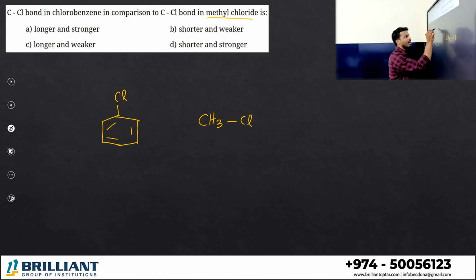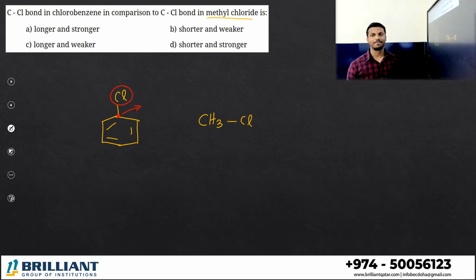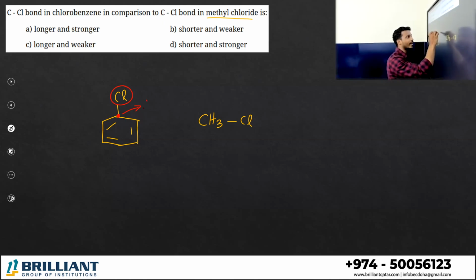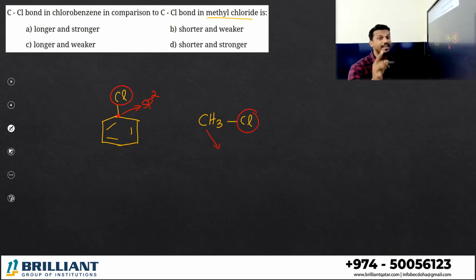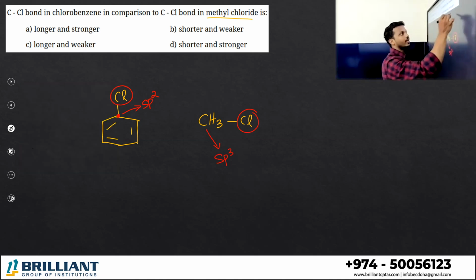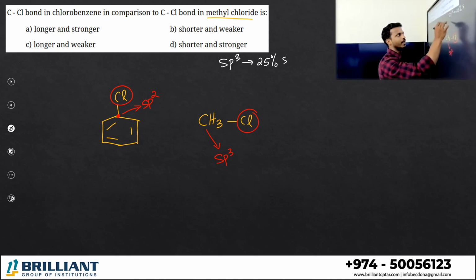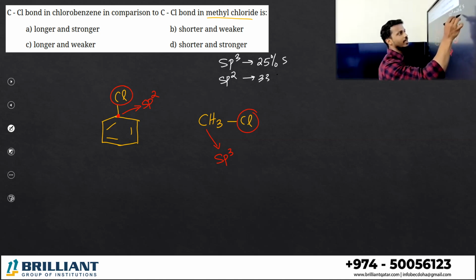You see, here chlorine is directly connected to carbon. What is the hybridization? That carbon is a double bonded carbon, therefore sp2. In a haloalkane, the halogen connected carbon is a single bonded carbon, sp3. Tell me, what is the S character in sp2 hybridization? In sp3 hybridization only 25% S character. In sp2 hybridization 33.3% S character. In sp hybridization 50% S character.